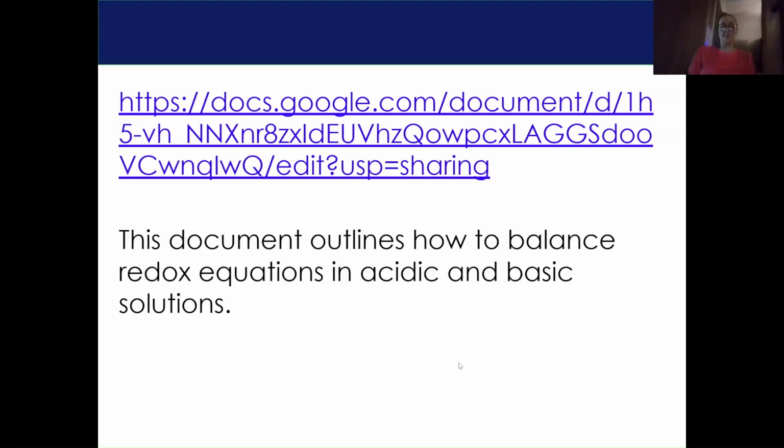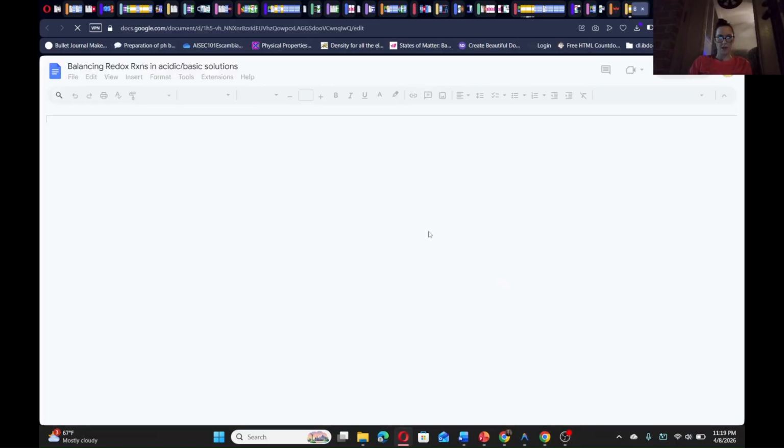But now we're going to move on from the half reactions to how we use them to write full balanced redox reactions, and also how we usually have to do these reactions in acidic or basic solutions. Now, IB doesn't require you to know how to balance redox reactions for basic solutions, but they do require you to know how to do it for acidic solutions. So if you click this link here, it takes you to step-by-step instructions on how to balance redox reactions. So we are going to click on this so I can show you.